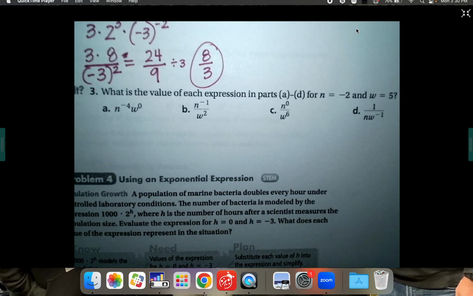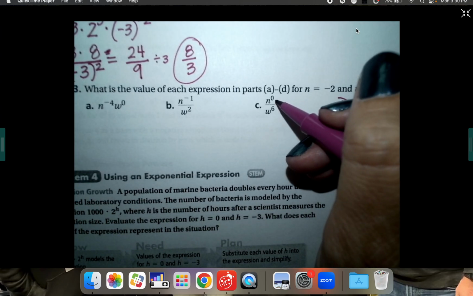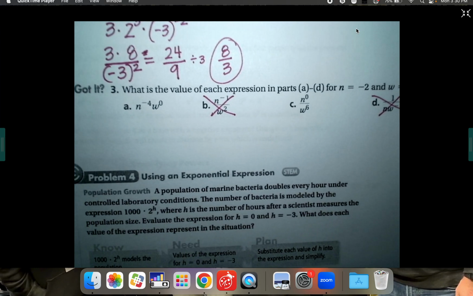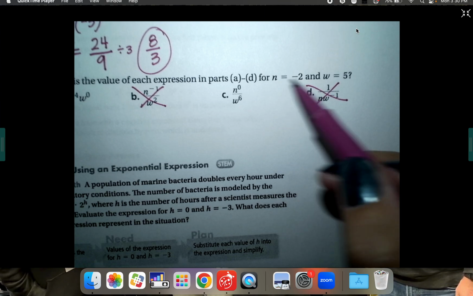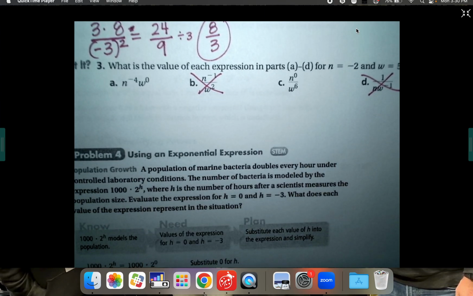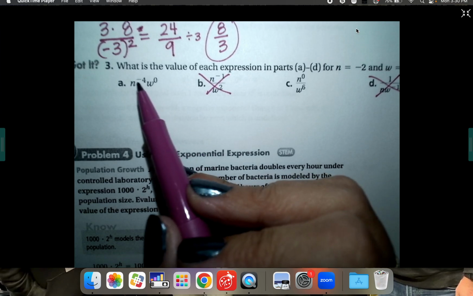Okay. You're going to do a few of these. Let's not do all 5, because I think once you do a few of these, you're going to get the hang of it. Let's do A and C on this. So since it's a got it, go ahead and push pause. You're going to use -2 for N and 5 for W and see if you can solve A and C on your own. If you're not ready to do it on your own, let me work it out with you.